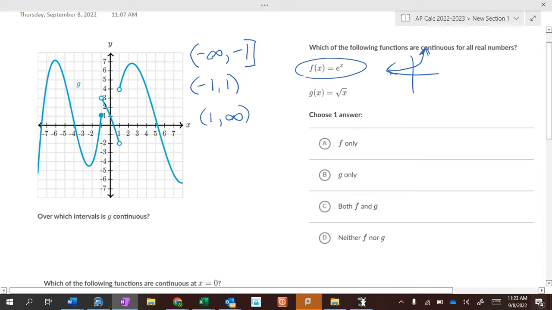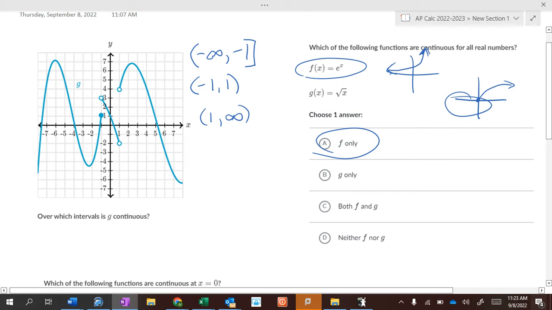What about the square root of x function? What does that look like? Well, that looks like this, which stops right here, because can you have a square root of a negative? No. Is that continuous over all real numbers? No, because it's missing all these numbers over here.